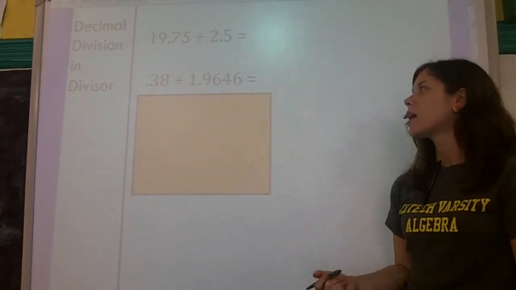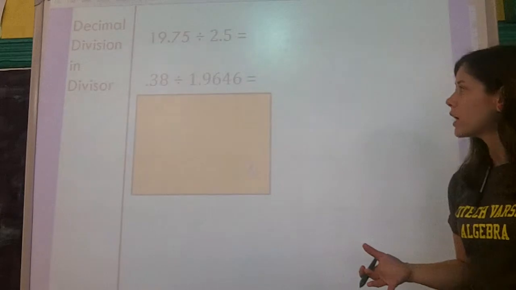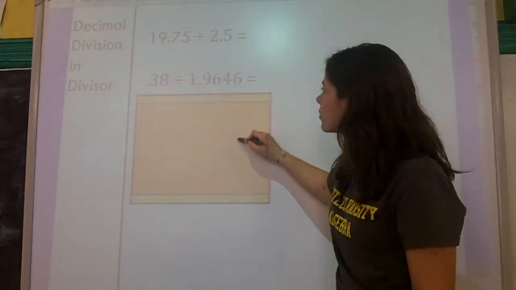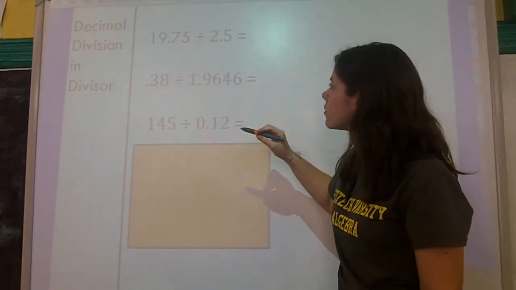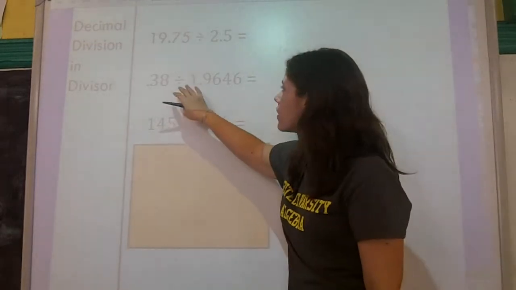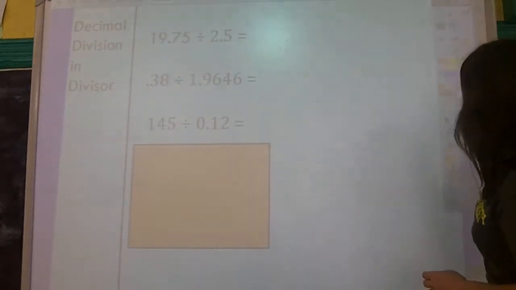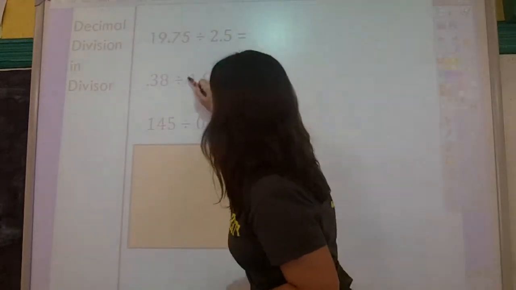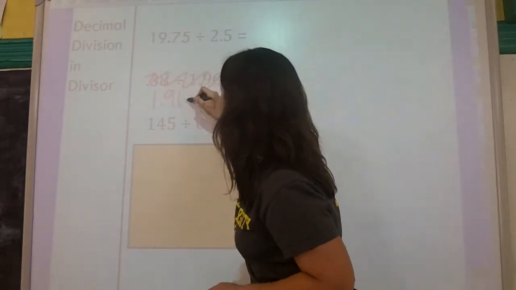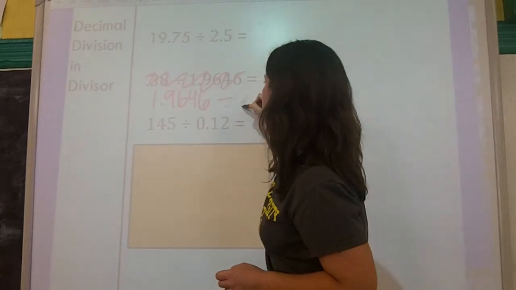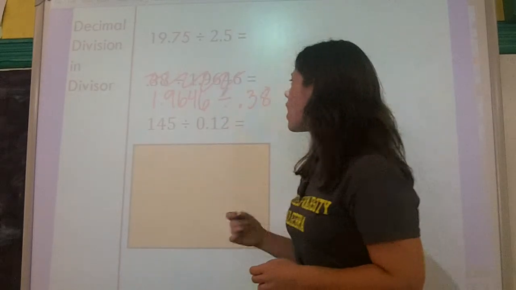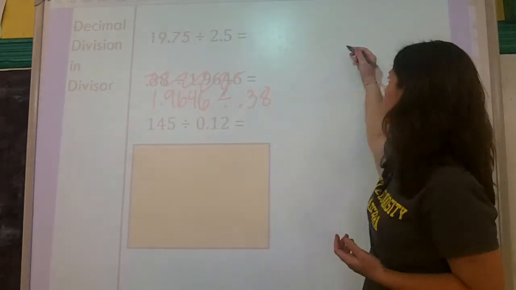Alright, right away I know this problem is going to be annoying because I can see that my dividend has 5 numbers and my divisor is a decimal. It's not hard, it's just annoying. Let's set it up.